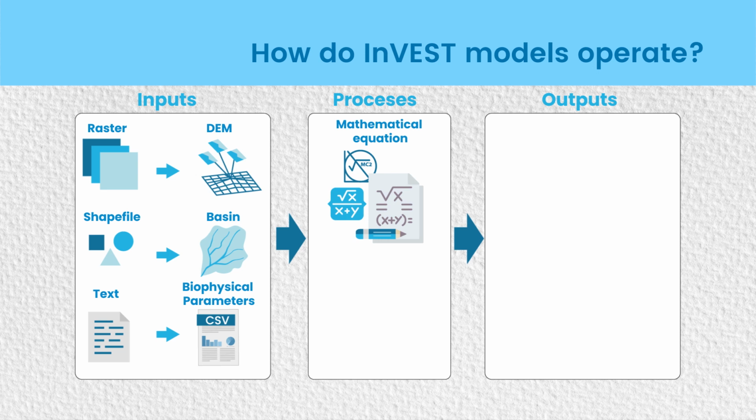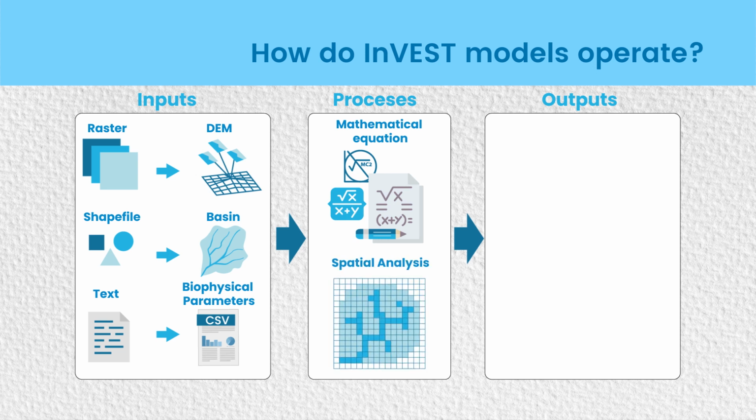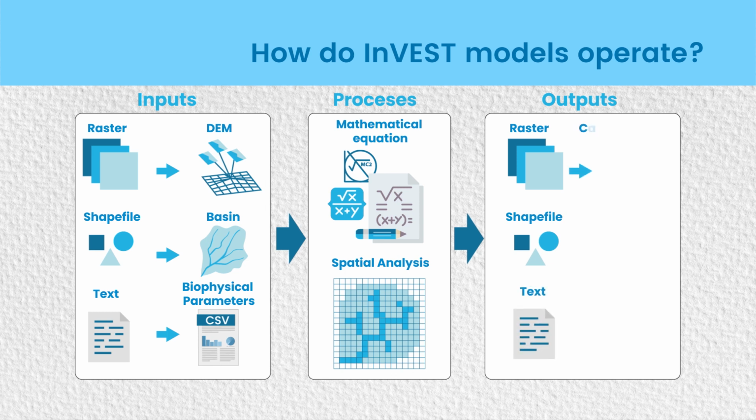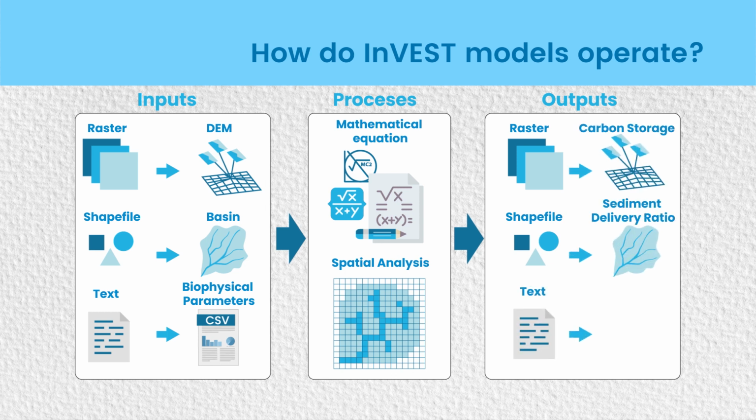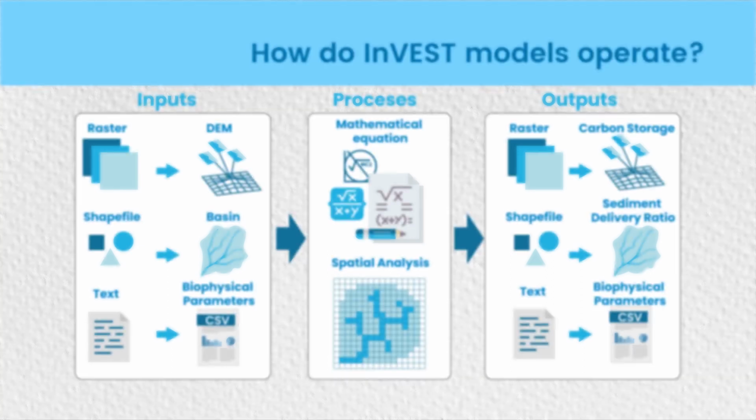All calculations performed by the INVEST models are pixel by pixel, so most of the model outputs are of the raster type. However, the models can perform aggregations at the basin level. Some models, such as annual water yield, also generate outputs in text format for ease of handling.